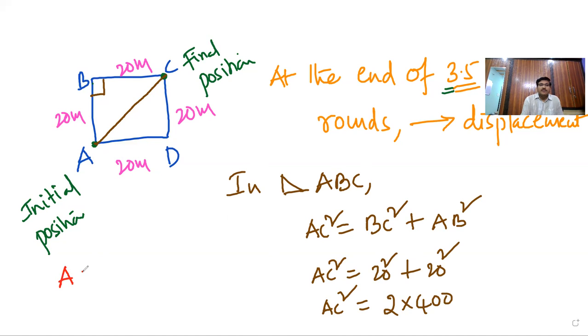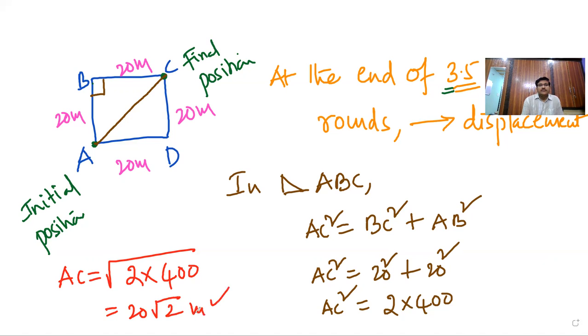AC square is 800. Now, what is AC? We require the displacement. AC is the square root of 2 into 400. The square root of 400 is 20, so it is 20 root 2 meters. This is AC, 20 root 2 meters. Yeah, that is the displacement.